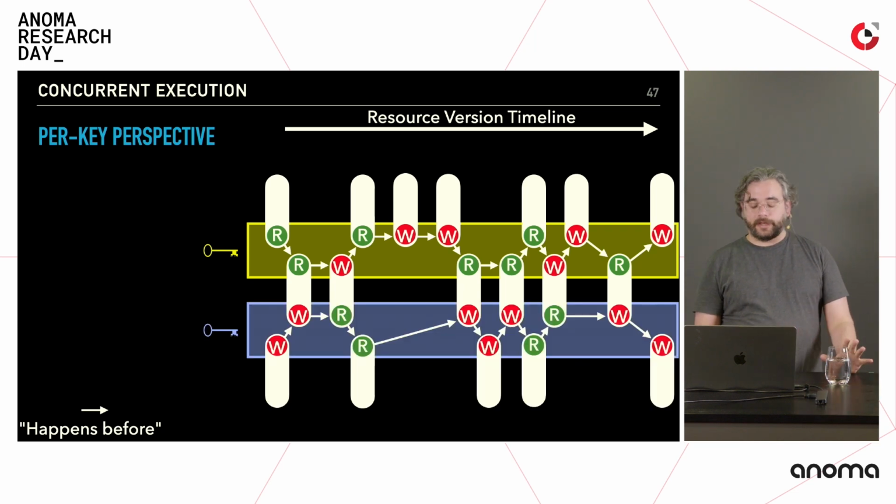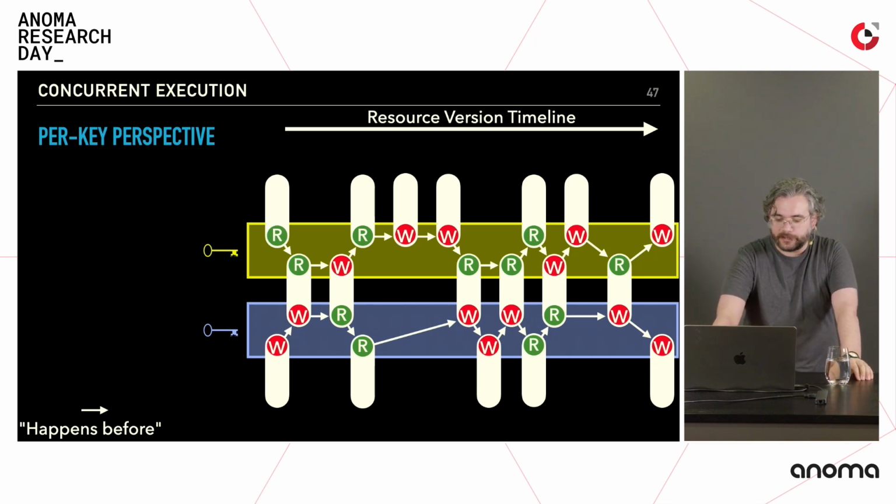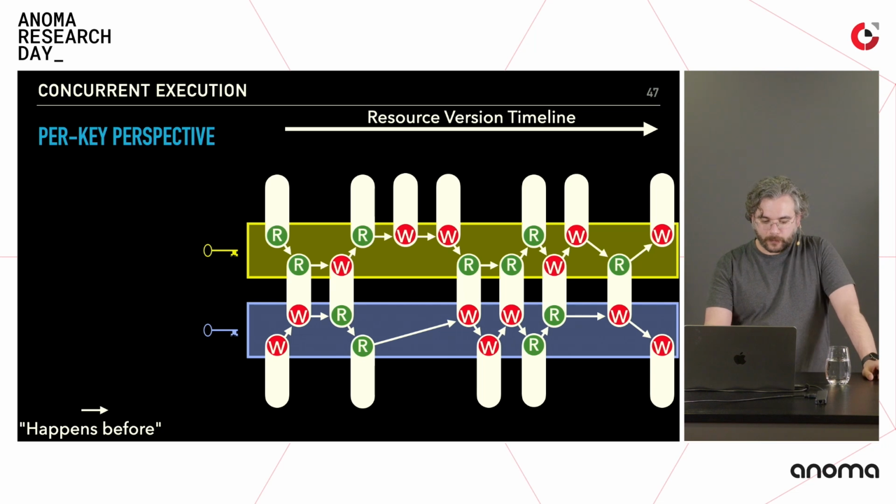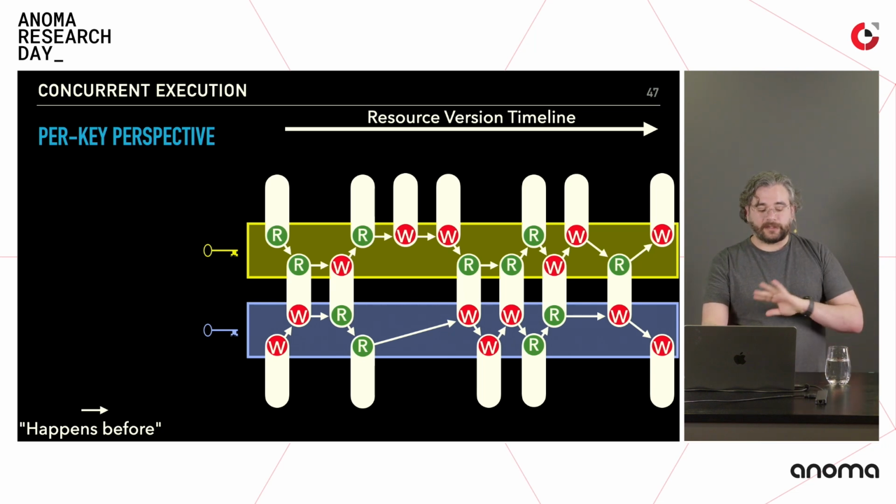So let's look at another key as well. And of course, the main guarantee that mempool and consensus give us is that this timeline will be consistent for every key. It's the same order of transactions. We won't get cycles in the happens before relationship. That would be bad.